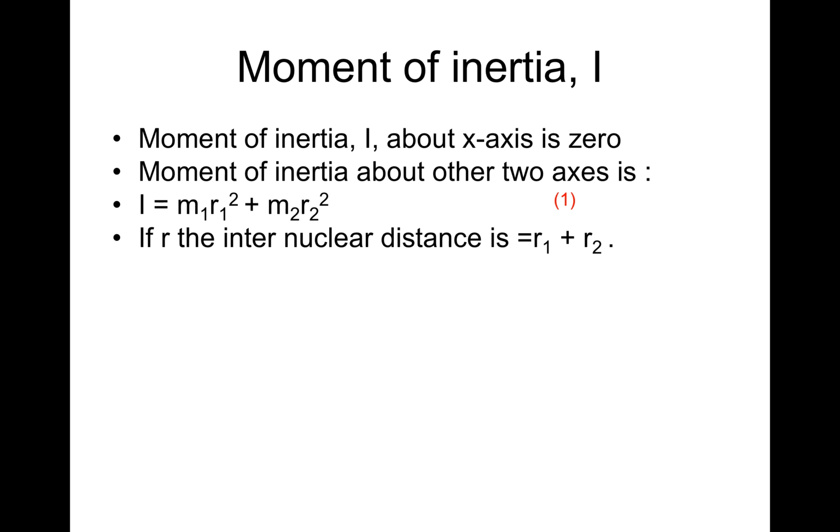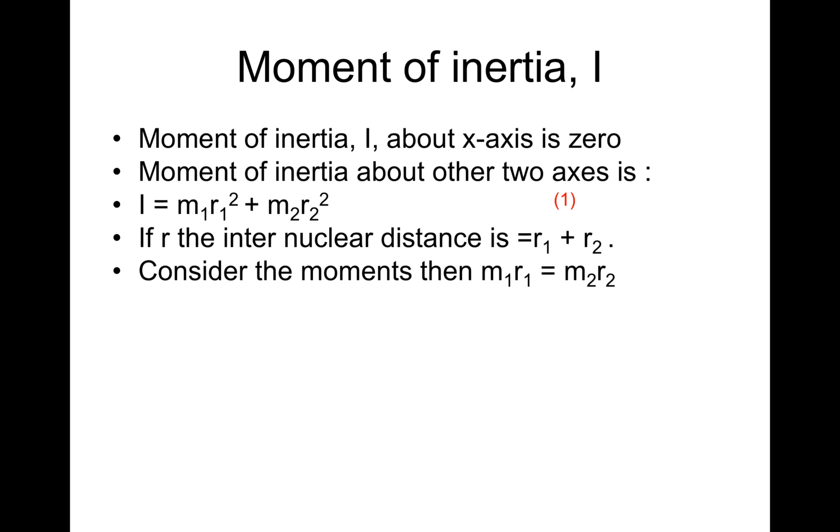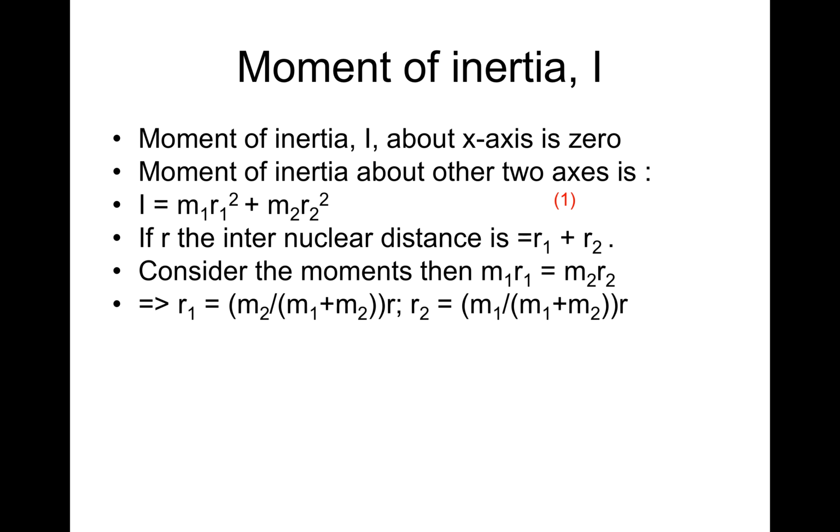If r, the internuclear distance, is the sum of r1 and r2, then we can consider m1 r1 to be equal to m2 r2. In short, the system is at equilibrium. This implies that r1 is equal to m2 over, open bracket, m1 plus m2, close bracket, times r, and r2 would then be equal to m1 over, open bracket, m1 plus m2, close bracket, times r.